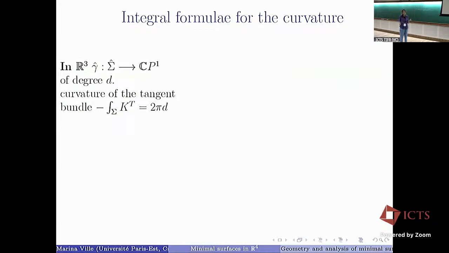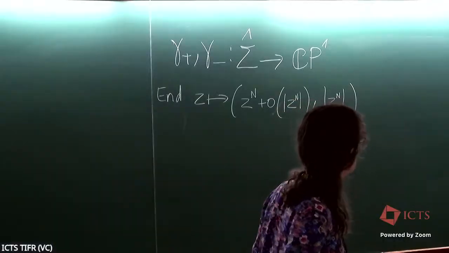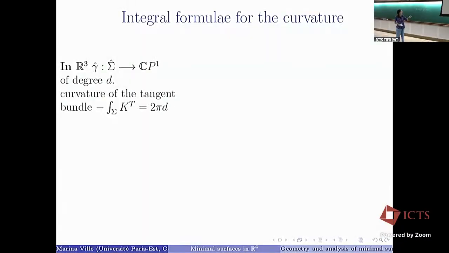Yeah, thank you. So, okay, now we have these Gauss maps from the compactified surface into CP^N, and so we look at their degrees. So again, this is very classical.